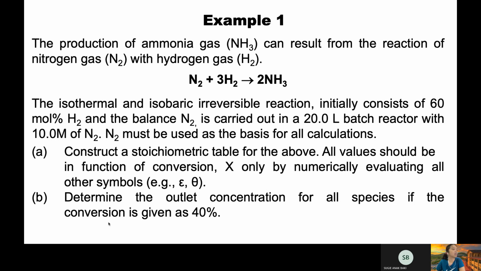And next dia kata, soalan kedua, determine the outlet or remaining concentration for all species if the conversion is 40%. Okay, dalam part A buat table, part B cari concentration, and part B baru dia beri kita conversion. Maknanya conversion dia 0.4. Okay, tak apa. Kita start dulu dengan buat table.